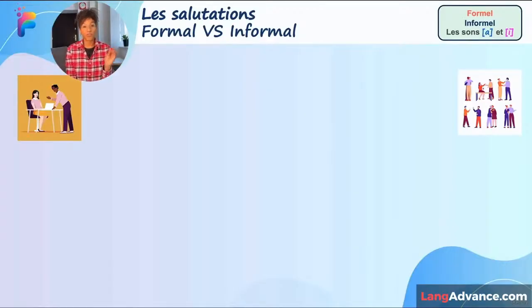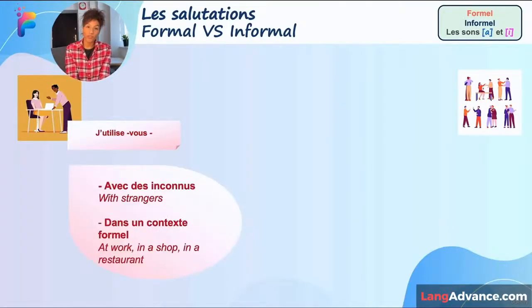Now, formal versus informal. When should we use the vous form and the tu form? This is a question that comes back very often. Let's start with vous, the formal way. Firstly, you'll use vous whenever you are with strangers, whenever you're meeting somebody for the first time. You use the vous form because it allows you to show respect and keep some distance. And you will also use it in what we call formal context, like at work with your boss, also when you go to the shop, when you are in a train, in the restaurant, you would use the vous form.